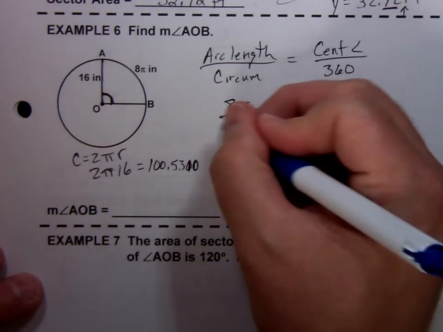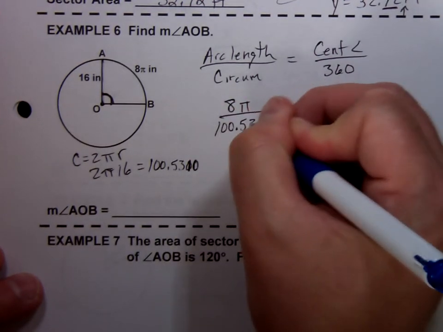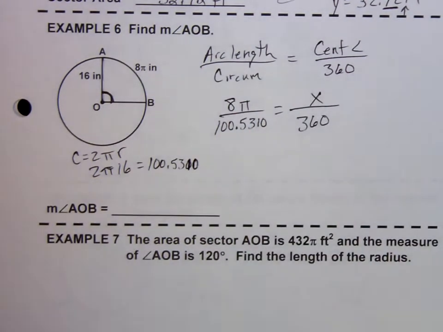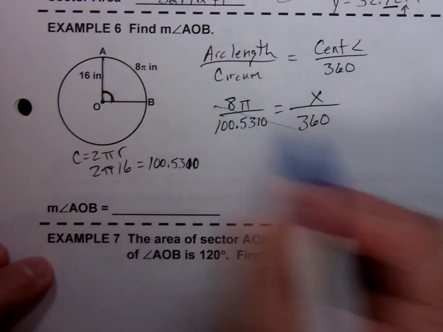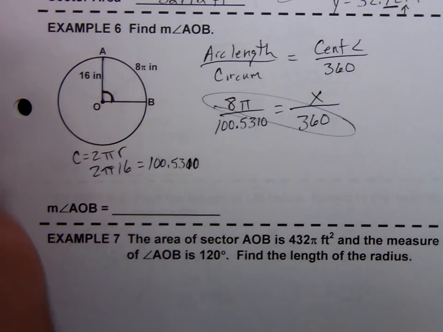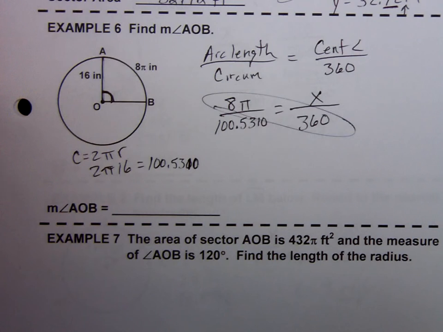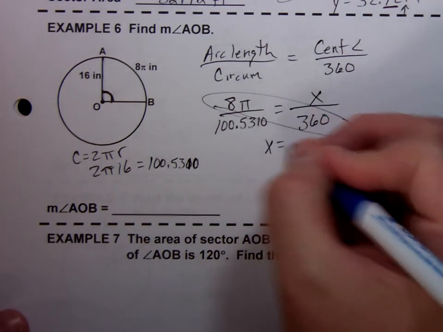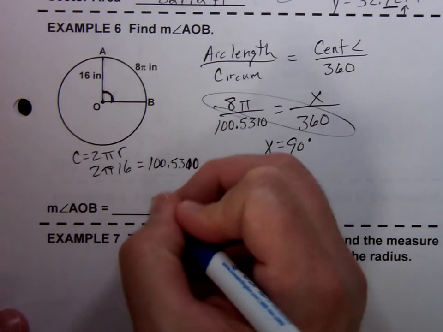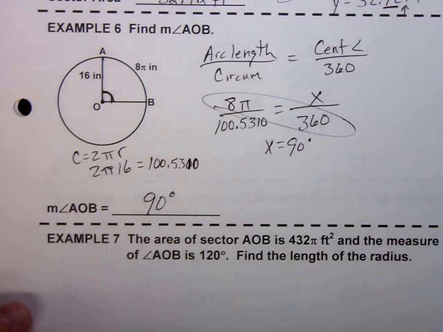So you should have something approximately like this for the circumference. And notice now, once we've plugged in everything we know into that proportion, that central angle is the only variable. It's the only thing we don't know. So we can find out what it is by cross multiplying. So we're doing 8 pi times 360, and then dividing by this number. And if you do it correctly, you should get 90 degrees. So I know that the measure of that angle is 90 degrees.